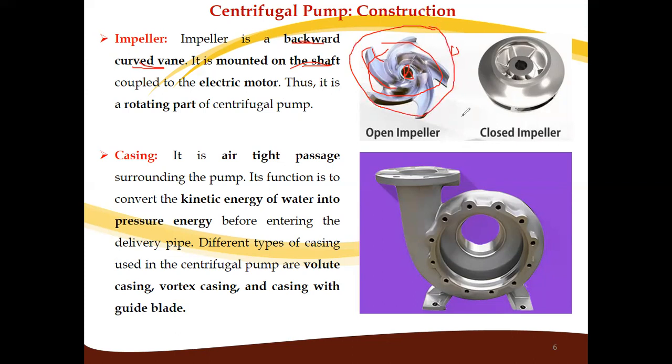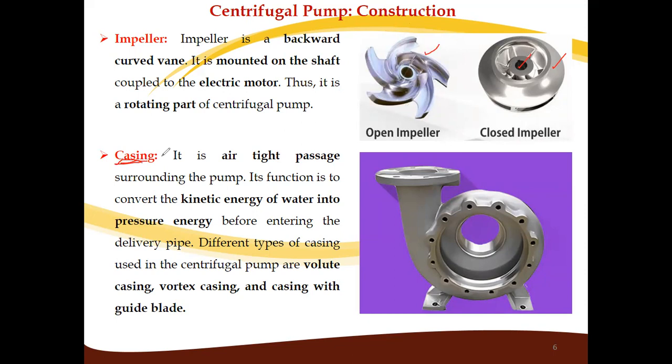Now, if you see a centrifugal pump, it has two types of impellers. One is the open impeller and another one is the closed impeller. So this is an example of an open impeller, and this is an example of a closed impeller. So this is the first part, that is the impeller. Now we have another part, it is called the casing.